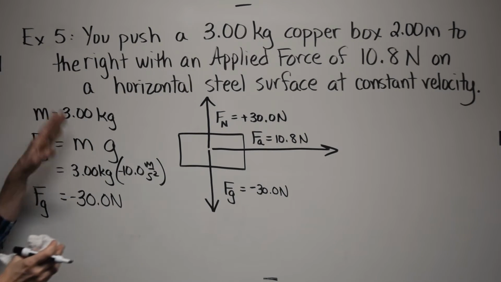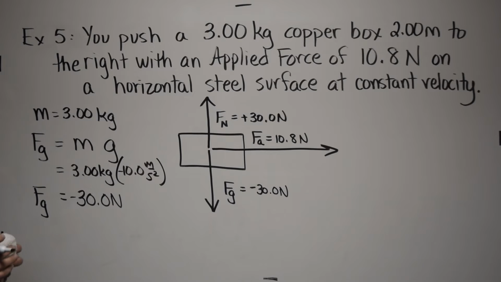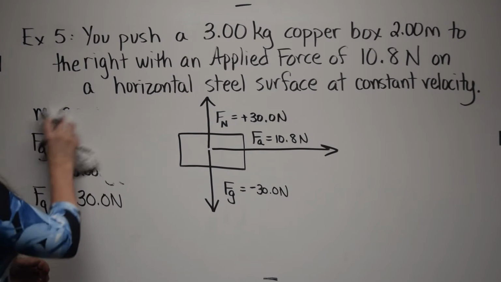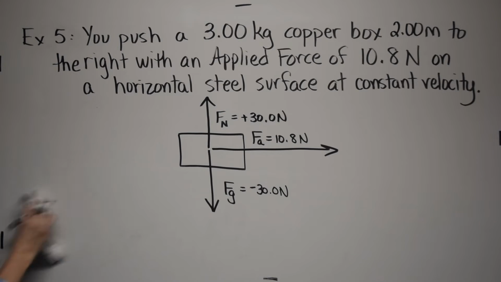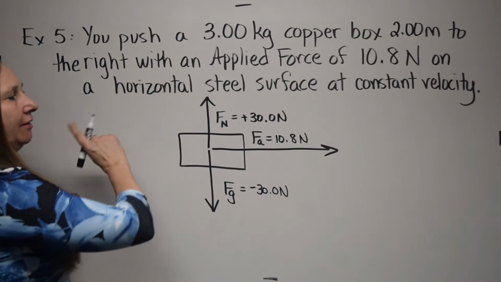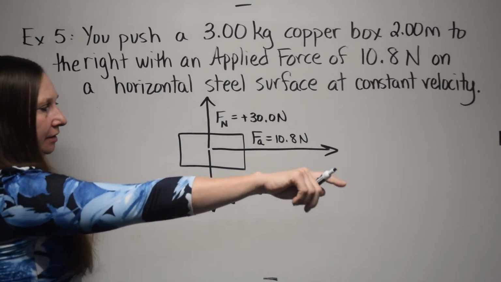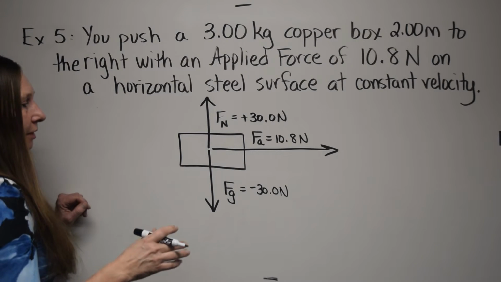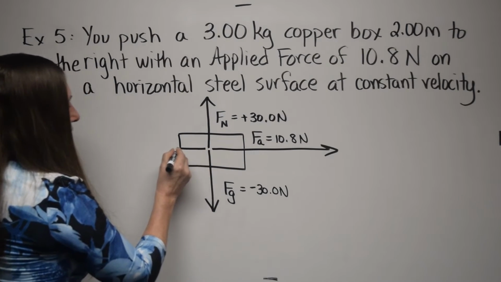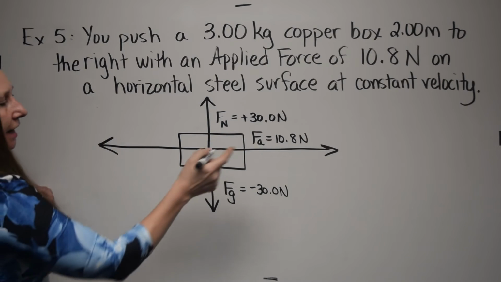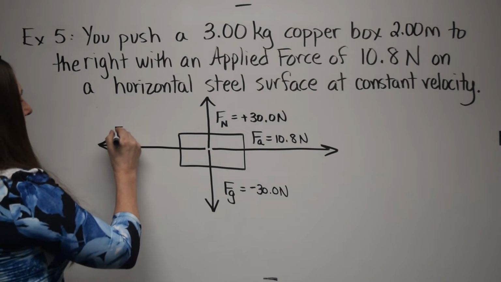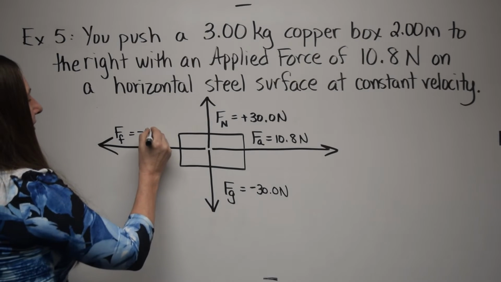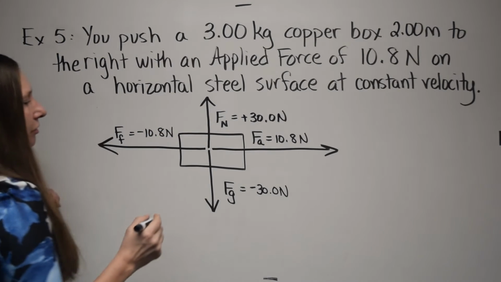Now I'm just going to erase this. Pause and copy that if you need to, because I'm going to erase this, because it's in the way. I didn't plan it perfectly. Now, since the box is traveling at a constant velocity, the net force in that direction must be 0. That tells you that the friction is going to be negative 10.8 newtons. Ff equals negative 10.8 newtons.